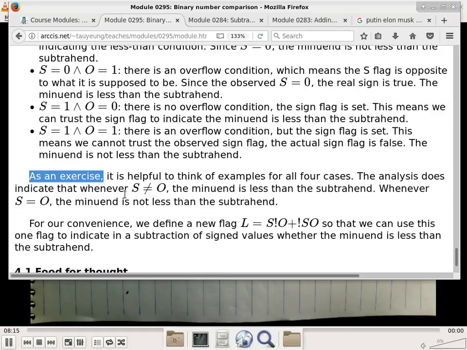So I want you to spend some time trying out all of these things, because as you try to find the examples, and as you try to find out how you can make the sign flag a 0 and the overflow flag a 1, you are going to understand how all those things are supposed to work. Is that okay? All right, so it's a recommended exercise. I'm not going to collect the result.